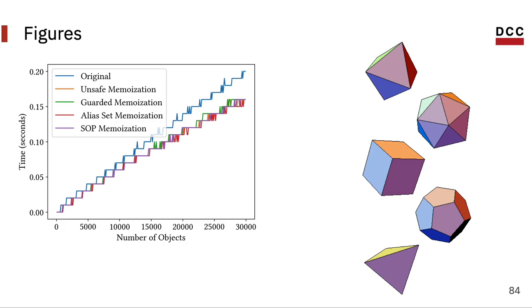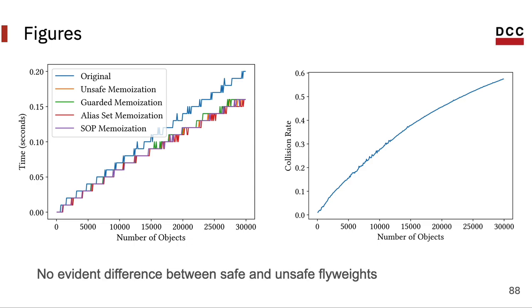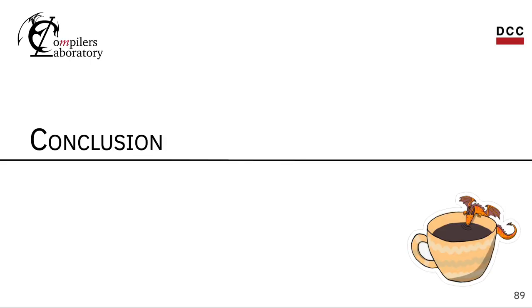In this example, the constructor is more expensive and it pays off to memoize it. As you see, the original version of Hush without memoization is about 20% slower. And all the memoized versions of Hush do more or less the same. This is independent of the rate of collisions among memoized objects. The bottom line is that there is not really a performance penalty to pay to implement safe memoization compared to the implementation of unsafe memoization.